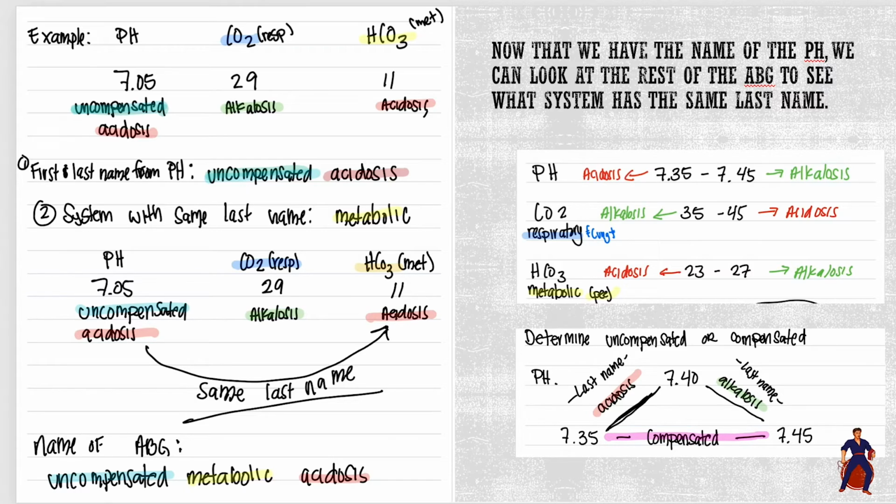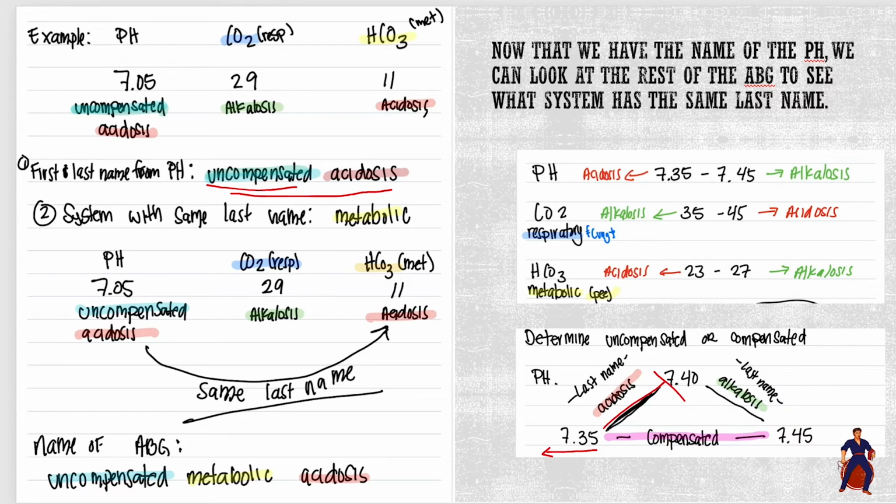So now we can go on to our first step, which is going to be to name our pH. And our pH, remember, is going to have a first name and a last name. So we have the same chart down here that we used earlier. And if we look at our pH of 7.05, we can see it's way below our 7.35. So that's uncompensated, which we have right here. And it's going to be acidotic because it's below the 7.40. So our pH is uncompensated acidosis, right?